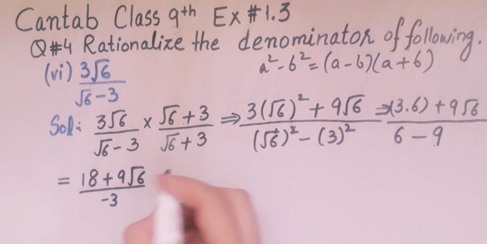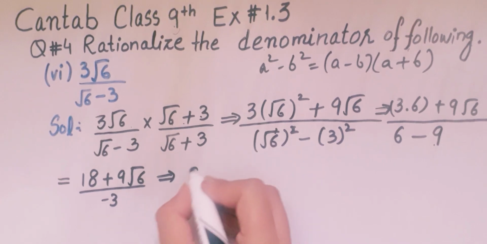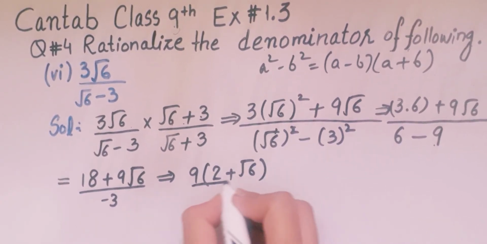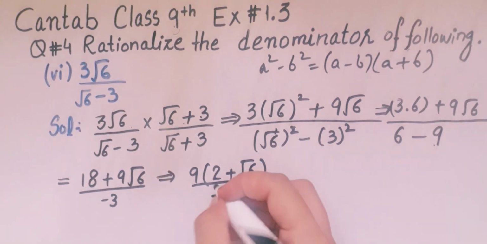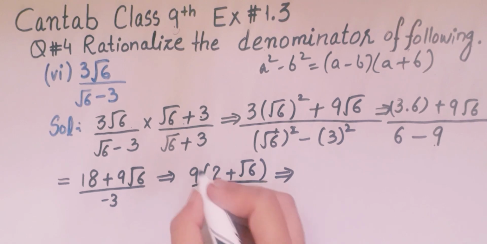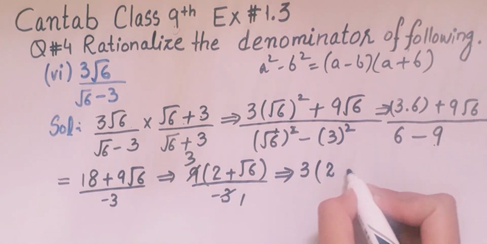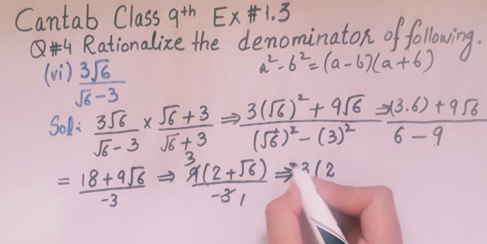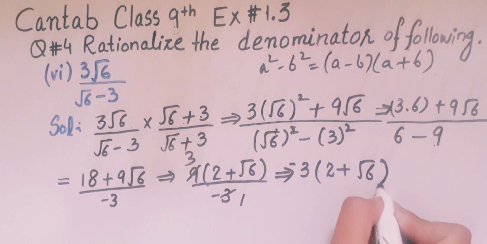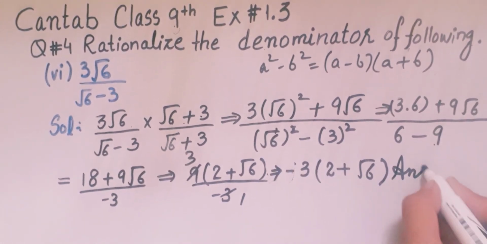Now we will take 9 common from numerator. 2 plus square root of 6 by minus 3. Then we will cancel 3 1 and 3 3 9. 3 into minus 3 into 2 plus square root 6. So this is the answer of this last part.